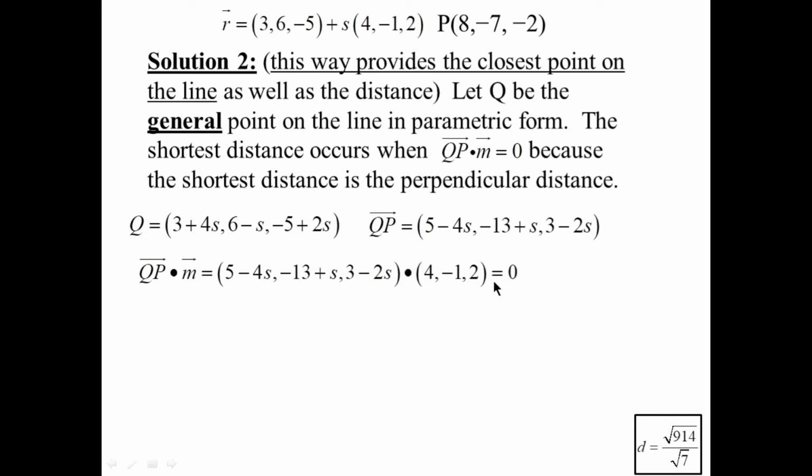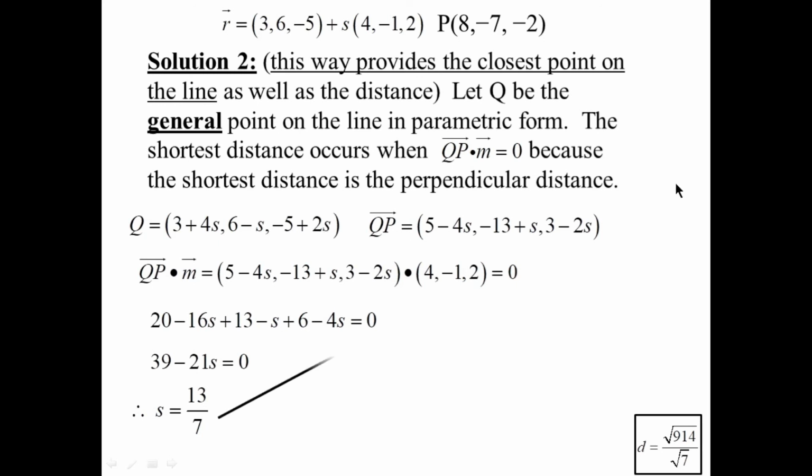Here I am doing that, and we know how to do this. It'll be 20 minus 16s, plus 13 minus s, plus 6 minus 4s. And it's a single linear equation. Solve it for s. And we have s is our fraction, 13 over 7. And we'll plug that back up in here for Q, and we'll find the point that's closest.